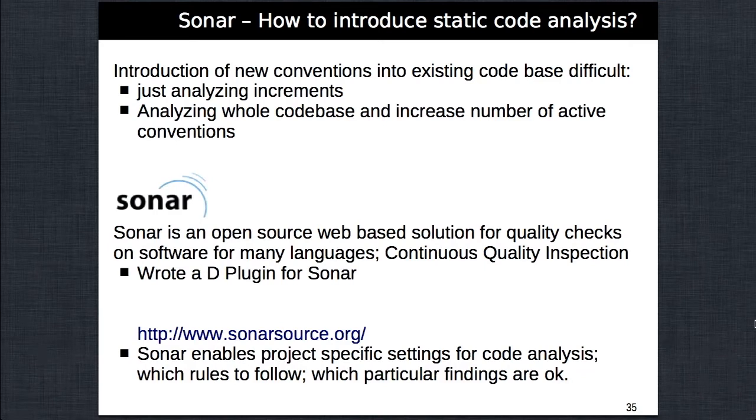And to help with this, there's Sonar. Sonar is an open source web-based solution for quality checks. That means every time you commit something, it's like continuous integration. It's just continuous quality inspection of your code. It hadn't had a plugin for D. It has plugins for many other languages we're also using, C++, Java, Ruby, Python. And we wrote a plugin for D. That means now Sonar is also capable of understanding D and gives you hints about coding conventions.